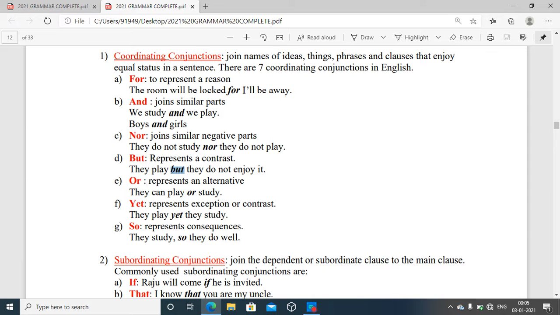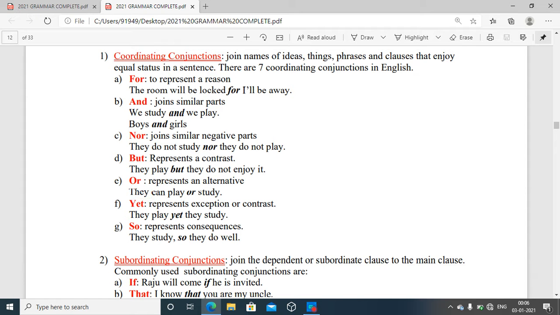'Or' is another one. It represents an alternative; it's about choice. We have already come across this example: They can play or study. They can play, full stop. They can study, not needed. They can play or study. That 'or' stands as the suitable conjunction, joining parts and serving as an alternative in this sentence.